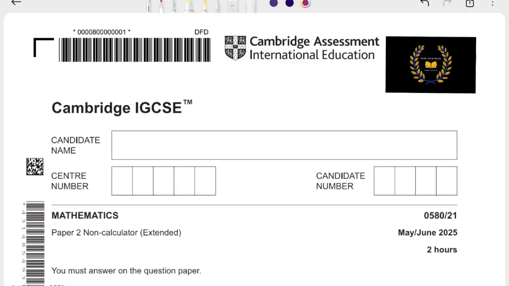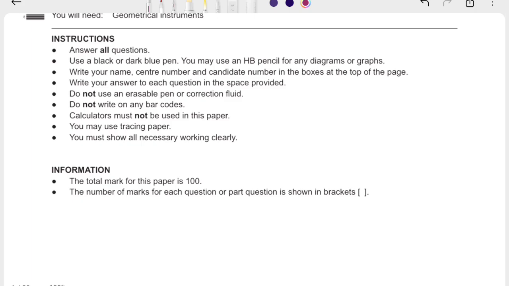Today we are going to solve Cambridge IGCSE Mathematics Paper 2 Non-Calculator Extended May-June 2025. Total duration is 2 hours and total marks are 100. We will go through each question step by step, focusing on clear methods, exam tips, and how to avoid common mistakes. This session is perfect for extended students preparing for exams or revising key concepts. Let us get started.